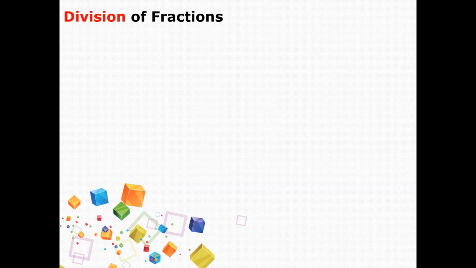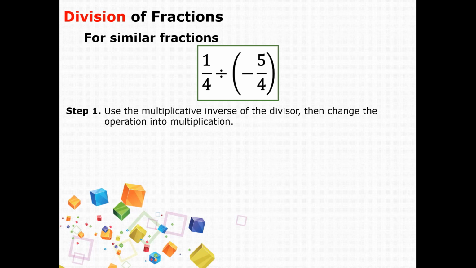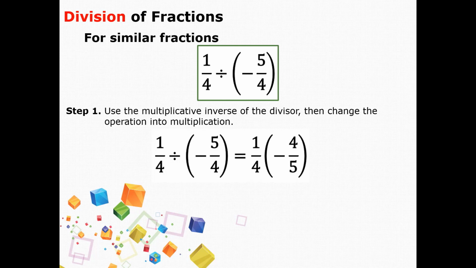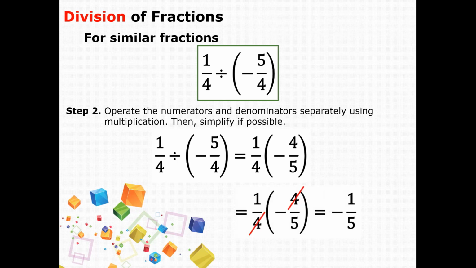To divide fractions, there is one important step that we need to follow, but still, it doesn't matter if the fractions are similar or dissimilar. What matters here is we could change the operation into multiplication by getting the multiplicative inverse of the divisor. Once the divisor is already changed to its multiplicative inverse, we simply multiply and simplify.